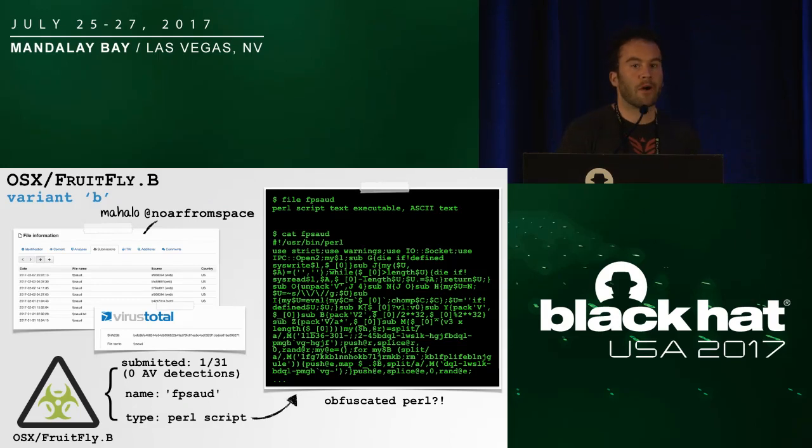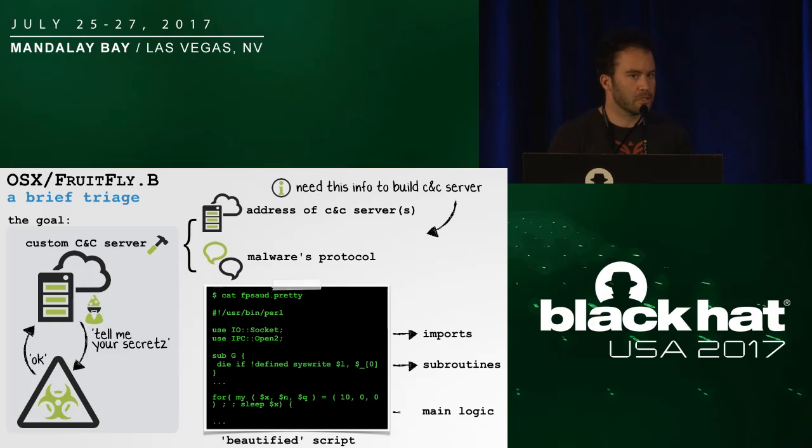So today we're going to be talking about variant B. Variant B was submitted to VirusTotal a few weeks after variant A. And even though variant A at the time was being detected by antivirus engines, variant B originally was not. It was submitted to VirusTotal with the name of FPS odd. I believe that's to mimic a common Flash player component. And like variant A, the main malware component was an obfuscated Perl script. Perl, kind of interesting.